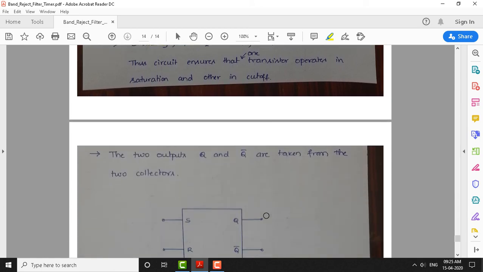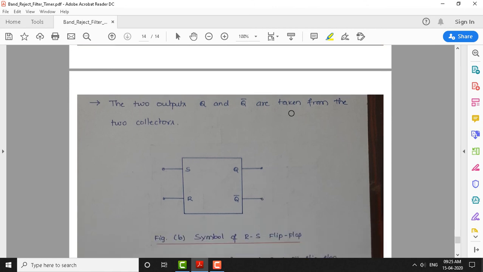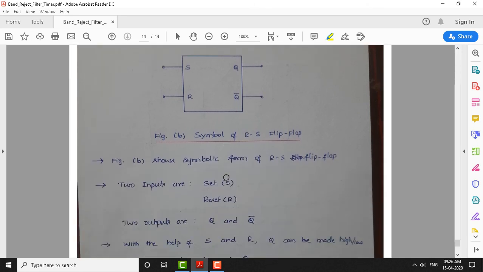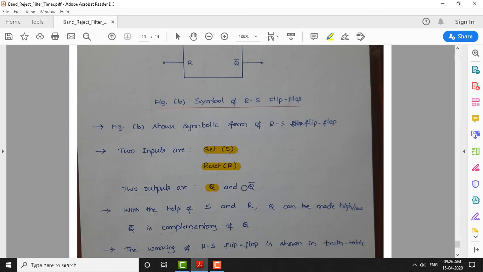The two outputs, Q and Q bar, are taken from the two collectors here, and we can represent this transistor-based RS flip-flop in the symbolic way, which is shown here. S is called the set input, R is called the reset input, Q is called the normal output, and Q bar is called the complement output. This is the symbolic representation of the RS flip-flop. The two inputs are the set input and the reset input, and there are two outputs: Q, the normal output, and Q bar, the complementary output.